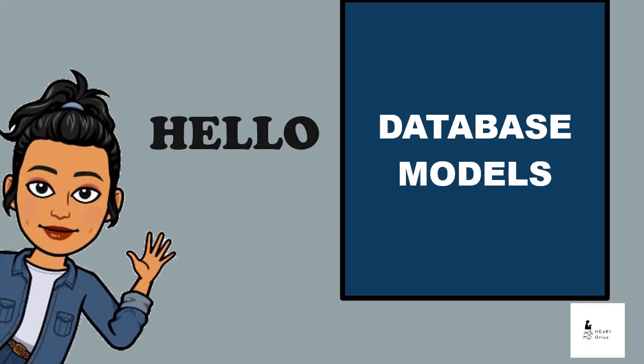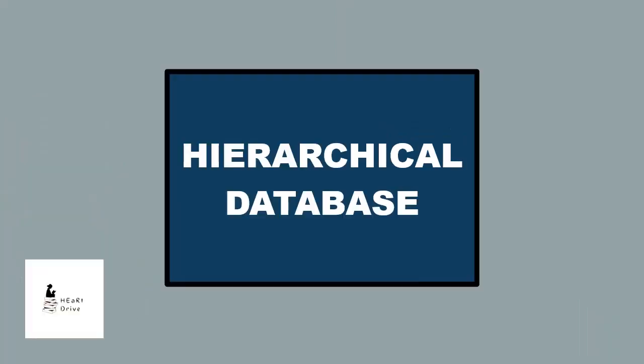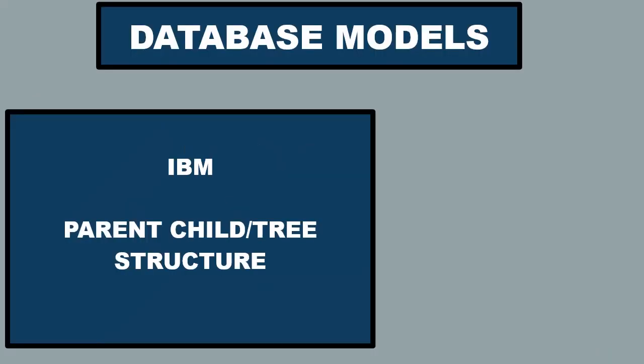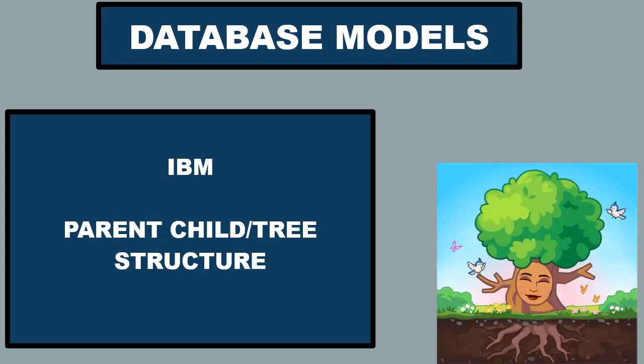In today's class, we are going to see about database models. Hierarchical database model. This model was designed by IBM. Every information in this model is arranged in the form of parent and child. This structure looks similar to a tree.